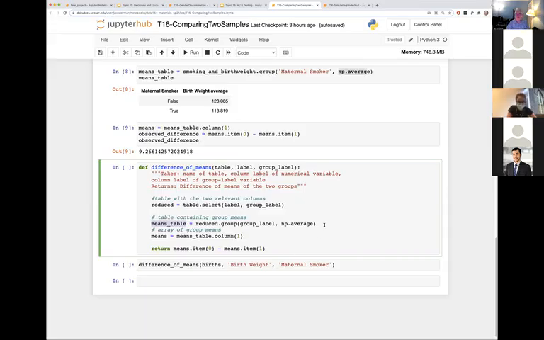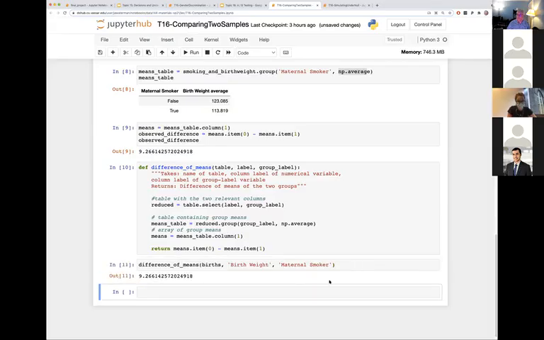Okay, so now that we have this function, we can run this on any table that we wanted to compute this difference of means on. And so just as a sanity check, to make sure that our function is working properly, let's run it on the table that we've computed by hand, right? If everything works properly, we should get the same value of 9.2 up here. And in fact, when we run that, we do. Okay, so now we have a function.